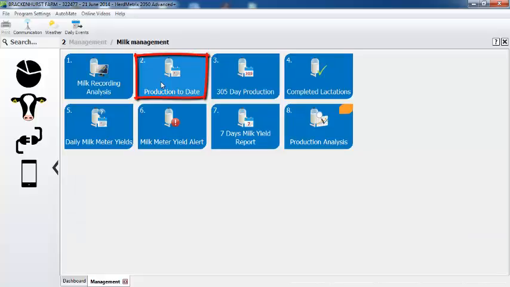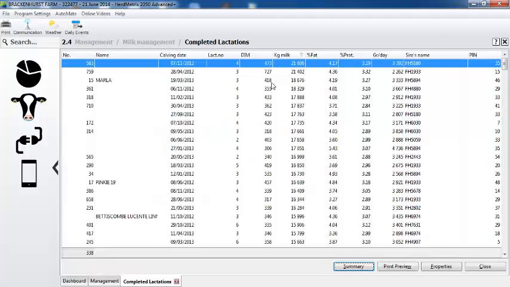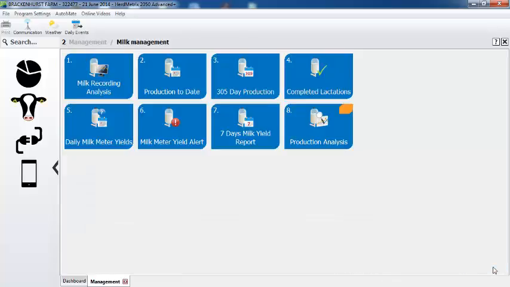We're then able to see the production to date, the 305 production, and obviously a report showing the completed lactations. We're also able to break that down by selecting the summary, and that will then break it down into first calvers, second calvers, and older cows.